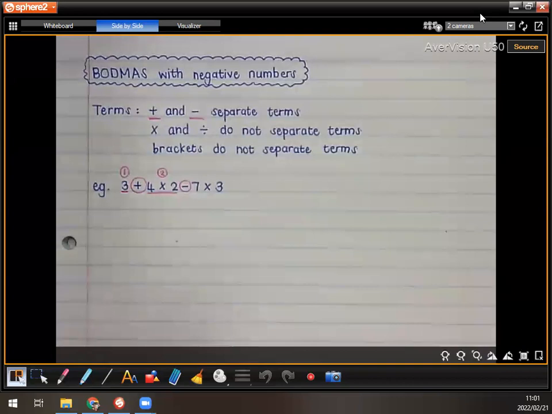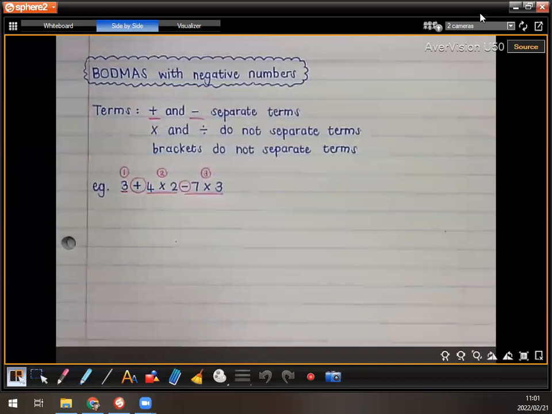Okay, now let's just start with all the pluses and minuses. There's a plus over there, and then there's a minus over here. You can see those pluses and minuses, they separate the terms. Alright, so if we're looking at this, for example, the 4 times 2, times and divide do not separate terms. So this multiplication will not separate the 4 and the 2 from each other. That's actually one term. The 3 over here is one term. You can underline that. That is the first term. The 4 times 2 is the second term, even though it consists of 2 numbers, it's one term.